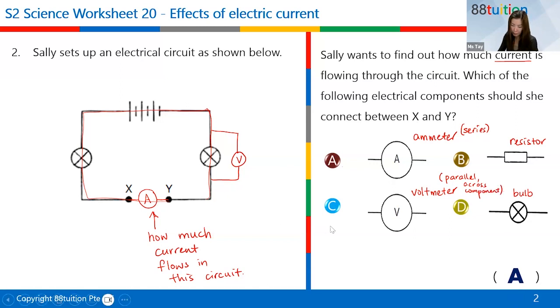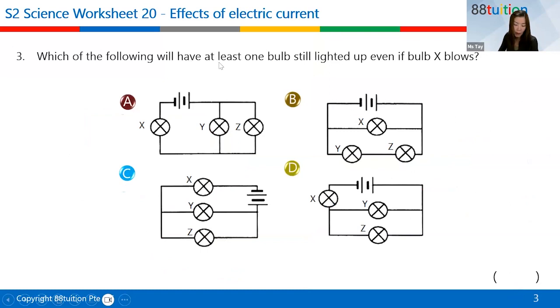All right. Which of the following will have at least one bulb still lighted up, even if bulb X blows? Okay, so if this is the one that has blown, that means there will be an open circuit. There is no other way electricity can flow. That means these two will not light up. Y and Z also will not light up if A blows.